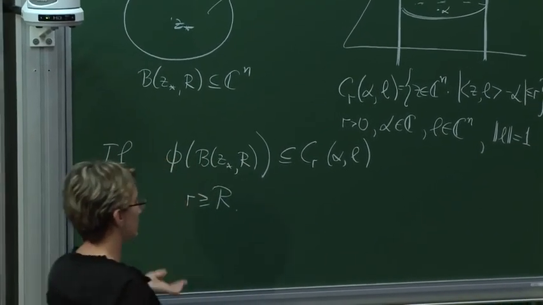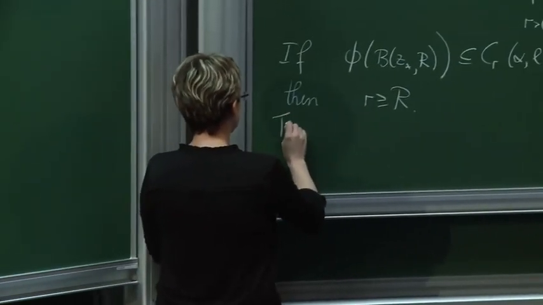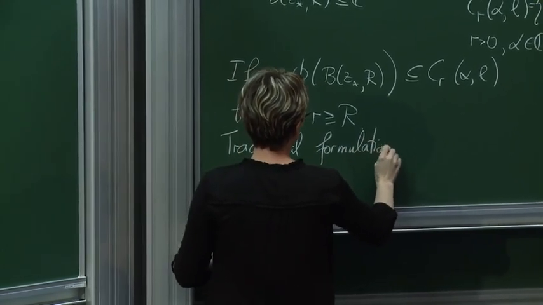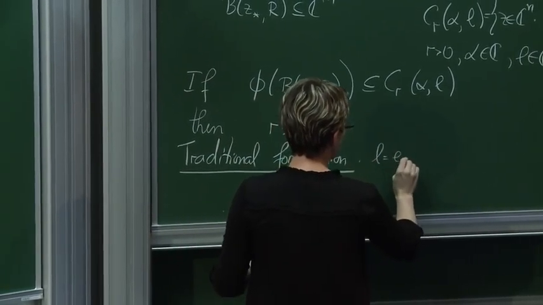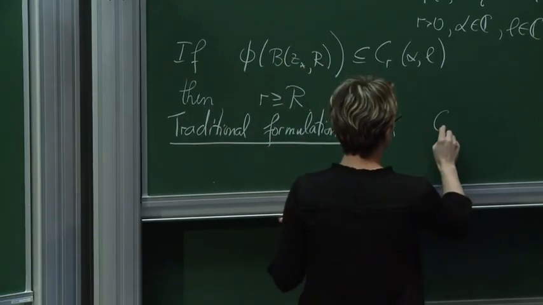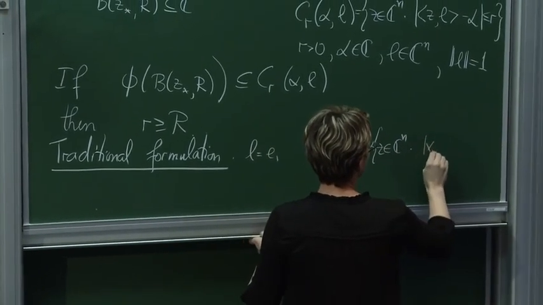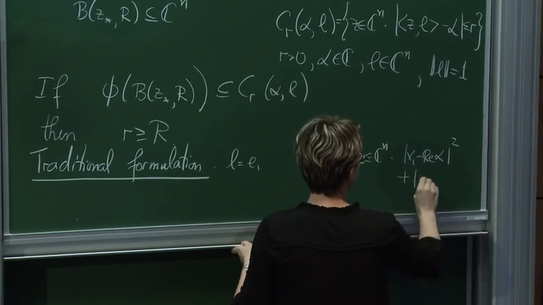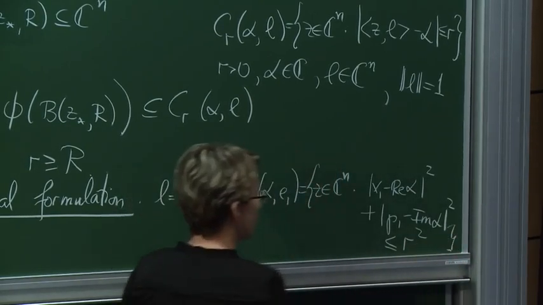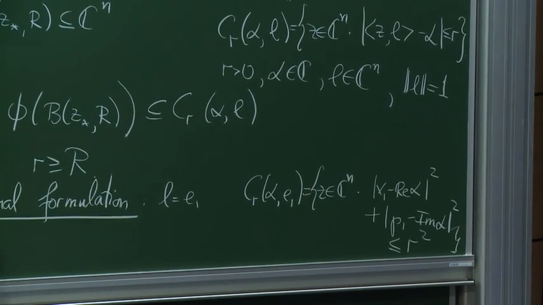Now, if you have seen Gromov's theorem before, this is not exactly its traditional formulation, right? To obtain the traditional formulation, you simply take L to be e1, the first vector in the standard basis for Cn, right? Because in that case, the cylinder becomes, let me write it like this, the points z in Cn with the property that (x1 minus the real part of alpha) squared plus (p1 minus the imaginary part of alpha) squared is less than or equal to R squared, right? And this is the way Gromov's theorem is typically written. However, the two formulations are entirely equivalent.